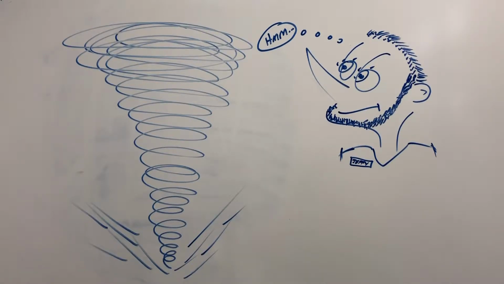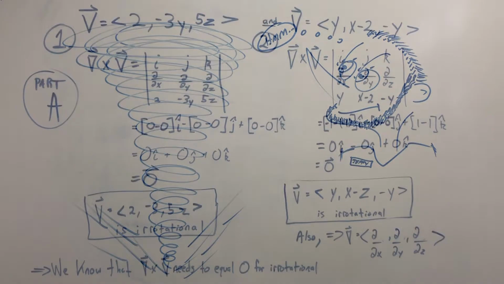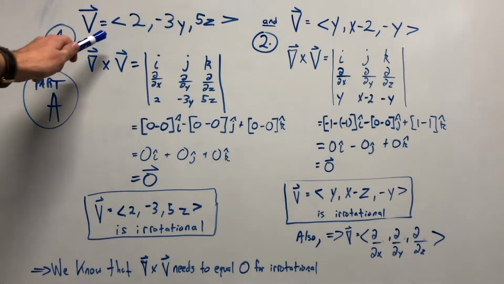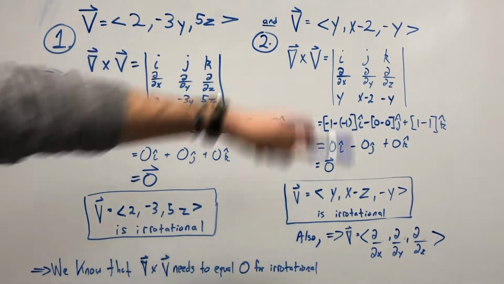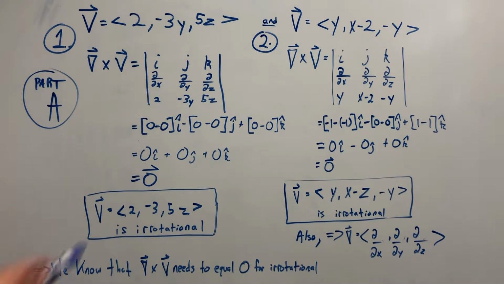First, we decided to see if these two velocity fields were rotational or irrotational. We were given two tornadoes represented by vector fields. In order to find out if they are rotational or irrotational, we had to calculate the vorticity, which is the cross product between the gradient and the velocity field. If the vorticity is equal to 0, which it is, we have a tornado that is irrotational.